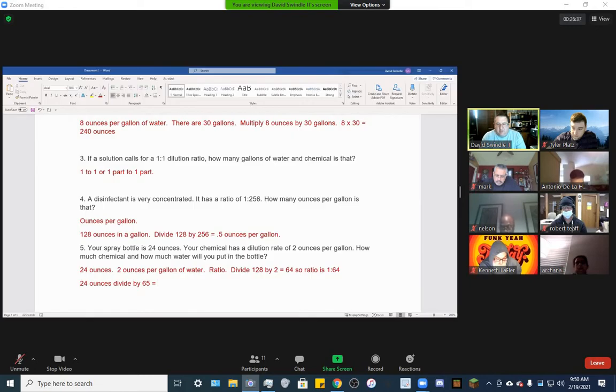24 divided by 65 is 0.369, or we could just say 0.37 if we round it up. Okay, that's roughly about 1/3 of an ounce that we're going to use. By the way, you won't find a measuring container that measures 0.37. But this is roughly 1/3 of an ounce.